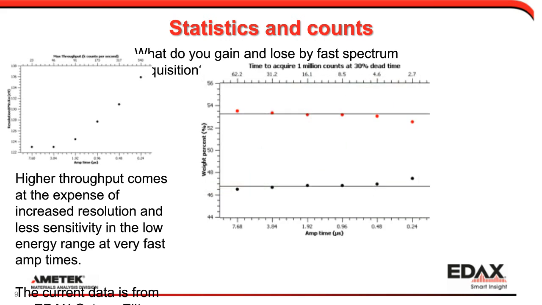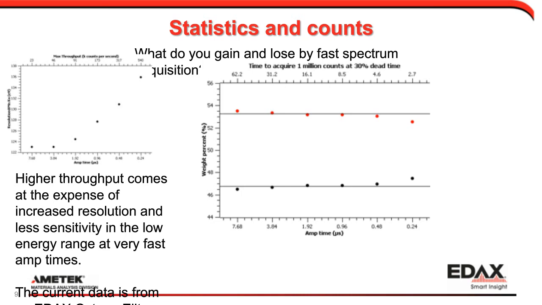But if we collect spectra of roughly 1 million counts and do the quantification, there's not too much variation in the total quality of the results. Again, this is the same count number in the spectrum, so the precision is expected to be the same, but we have worse and worse resolution as we go to faster amp times. You can see here the 024 does have a slight deviation from the expected values.